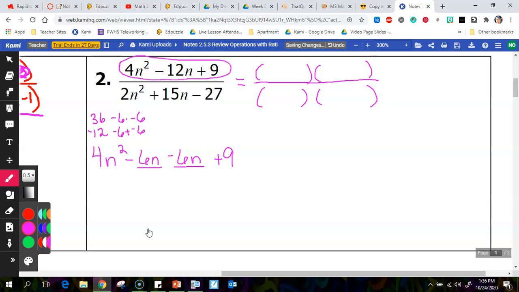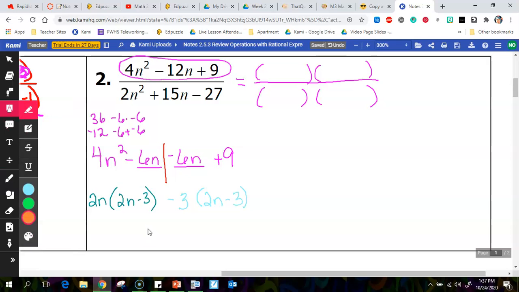Okay, so now I'm going to separate these into 2 groups, and the first group, the 4n squared minus 6n, I'm going to take out a 2n. I'm going to factor that, and that's going to be 2n minus 3. Okay, and then over here I need to end up with a 2n minus 3 in the parentheses, so I'm going to take out a negative 3. Okay, so negative 6n divided by negative 3 is positive 2n. Positive 9 divided by negative 3 is negative 3.